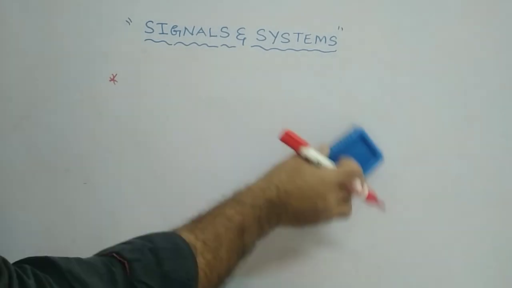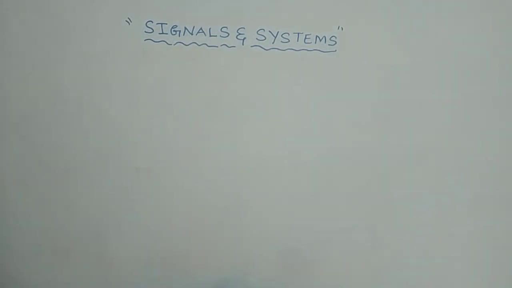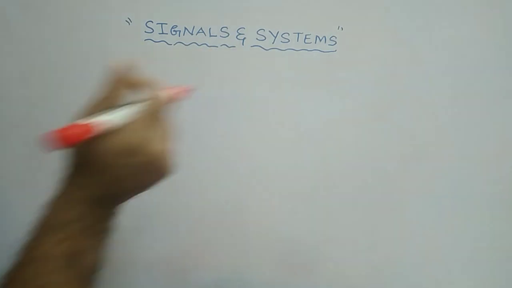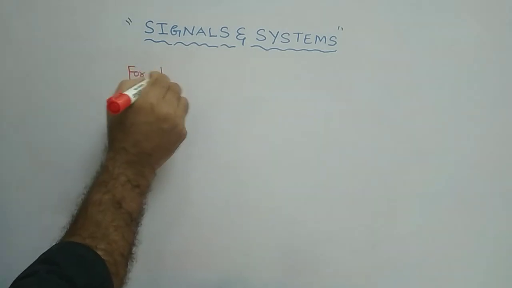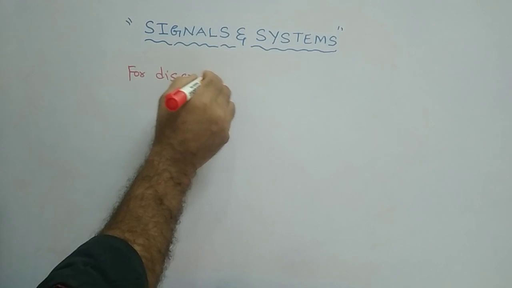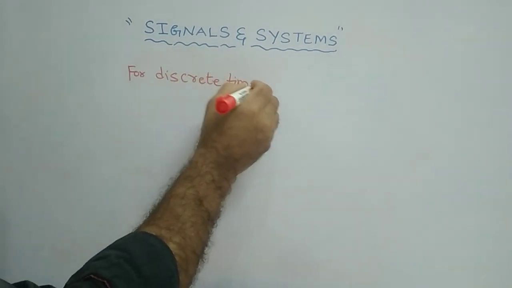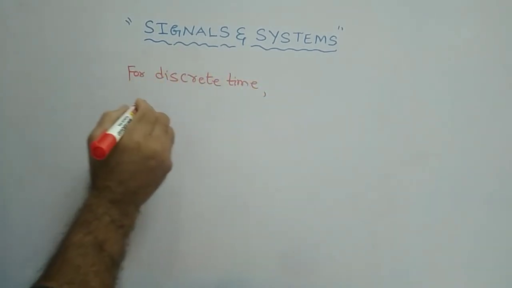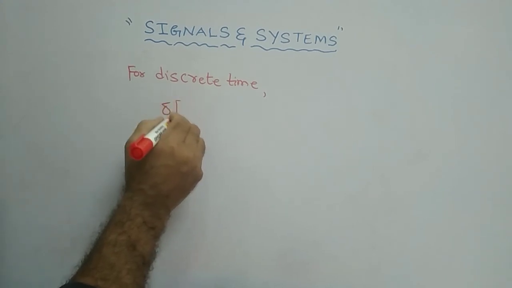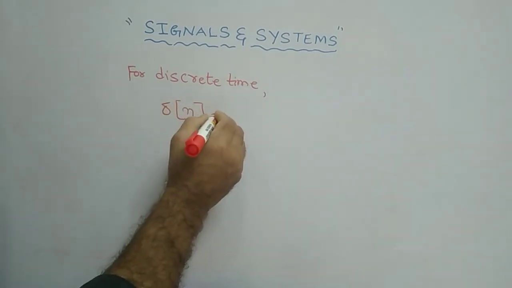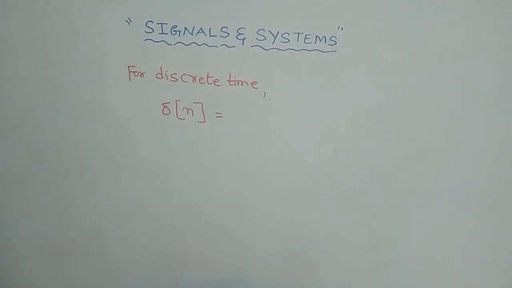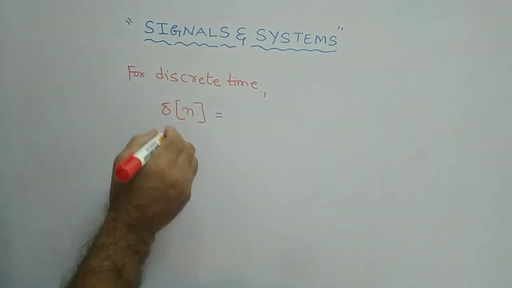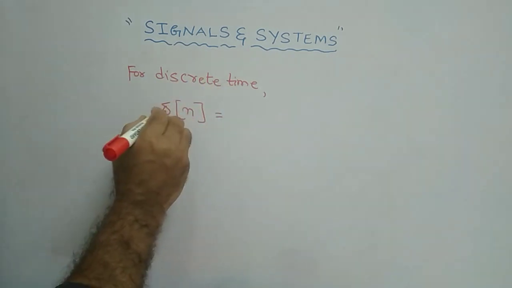So far we have seen the unit impulse with the continuous time signal. The same is applicable for discrete time also. In discrete time, the unit impulse function is defined as delta of n. In continuous time, we write delta of t, so for discrete time, we represent it as delta of n.